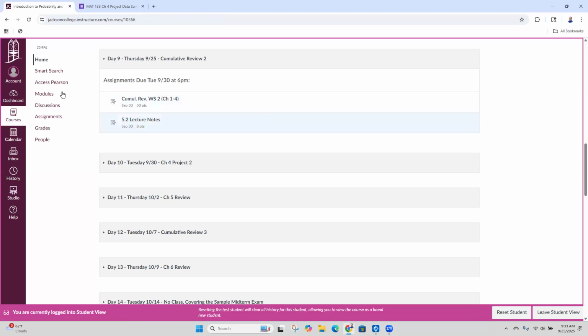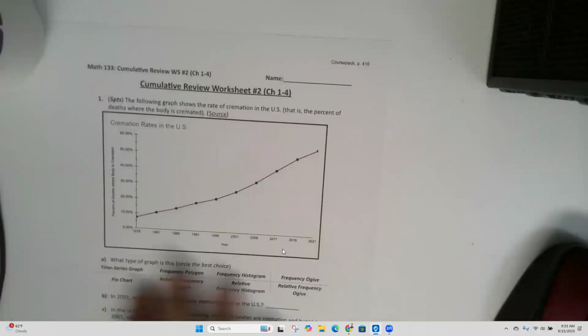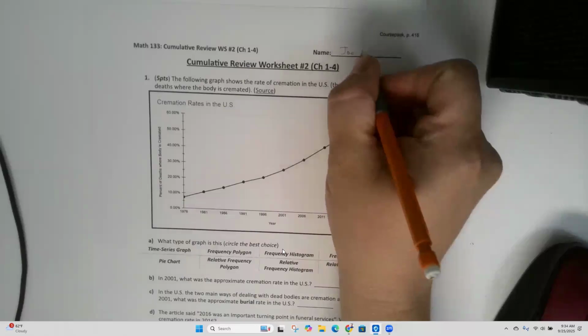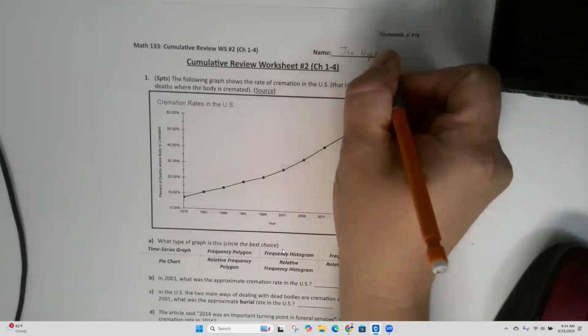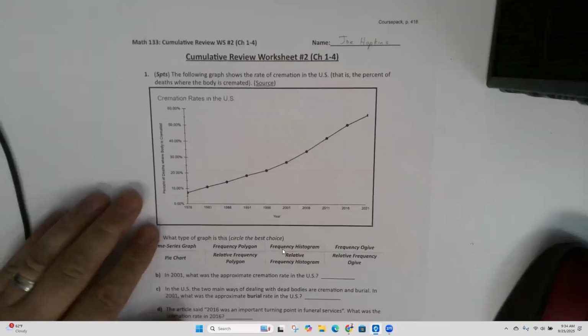Page 416 in your course pack is where the cumulative review number 2 is. Cumulative review number 1 was chapters 1 through 3. This one is chapters 1 through 4, so we'll get a chance to do some more chapter 4 stuff. And we'll do more chapter 4 linear regression in the project, like I said, next week. Just like most of our worksheets, I'll give you some hints on where to find how to do these problems.